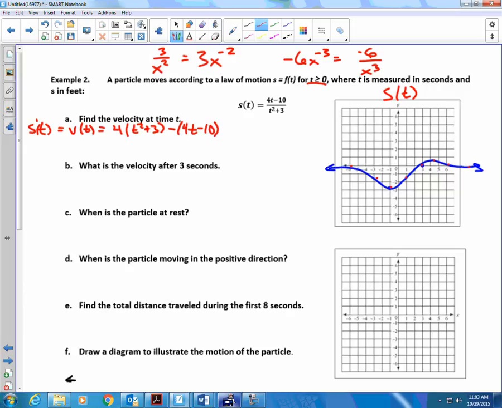Just 2t. So I'm going to put that on the end right over here. And that's all divided by t squared plus 3 quantity squared. I square the bottom.